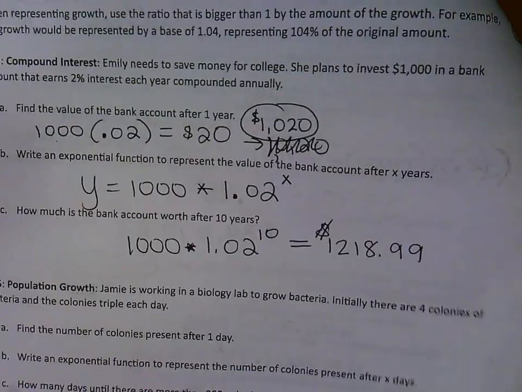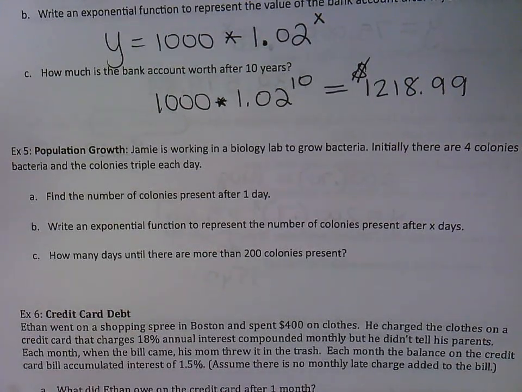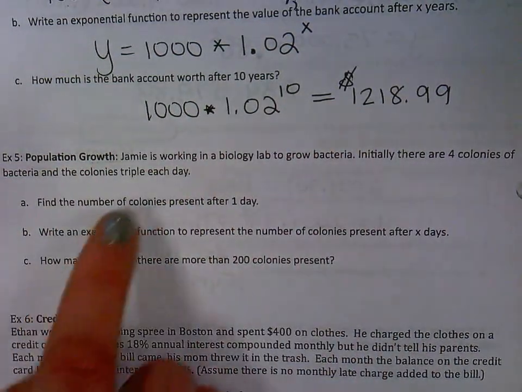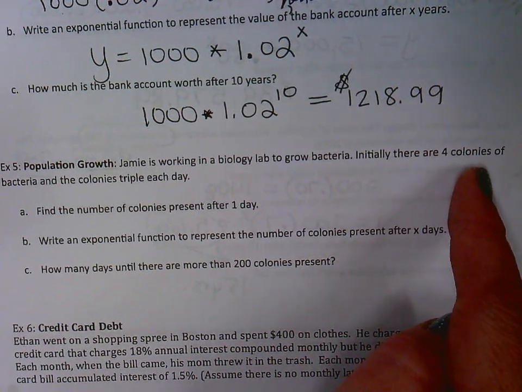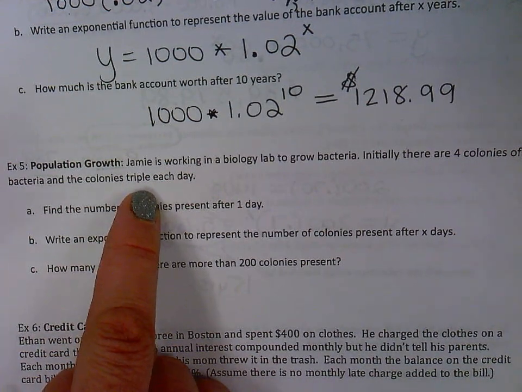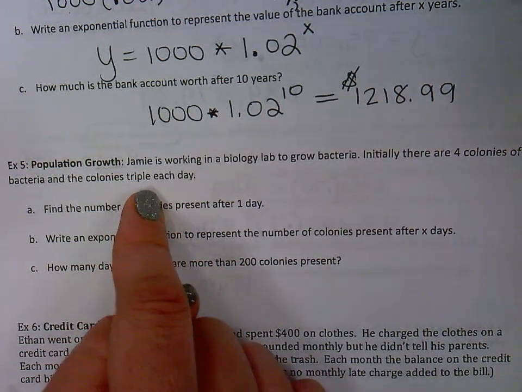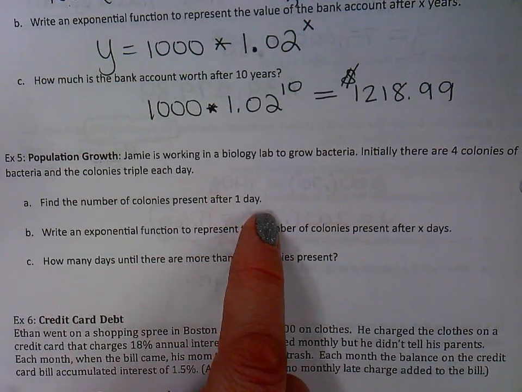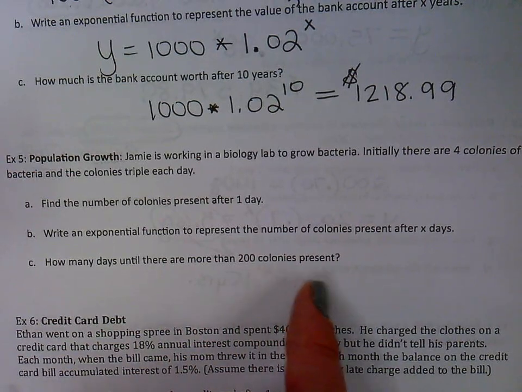Okay, that's on this page today, and then we're just going to change gears and talk a little bit about inverse functions. Population growth. I want you to set this one up kind of the same way. Amy's working in a biolab to create bacteria. There's 4 colonies originally, and they triple each day. It doesn't say 3%, it says they triple. That's the same as doubling, tripling, halving. That's the base right there. Find the number of colonies after 1 day if they triple. Write an exponential function and how many days until there's 2,000 colonies present.